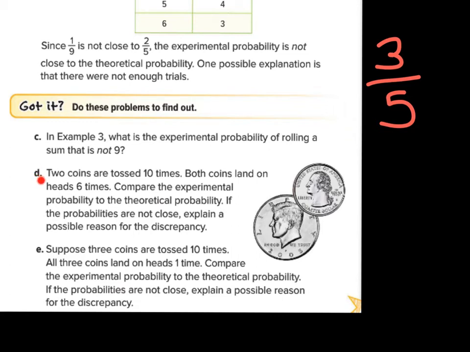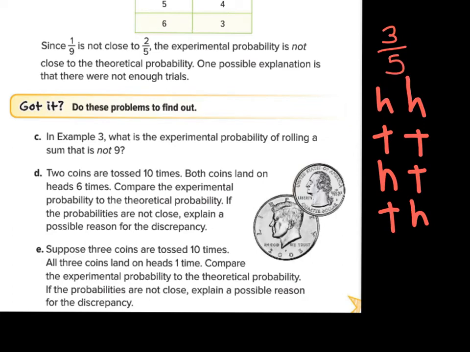For D, 2 coins are tossed 10 times. Okay? You have these 2 coins tossed. Both coins land on heads 6 times. Compare the experimental probability to the theoretical probability. If the probabilities are not close, explain possible reasons for the discrepancy. Okay, so 2 coins are tossed 10 times. Both coins land on heads 6 times.